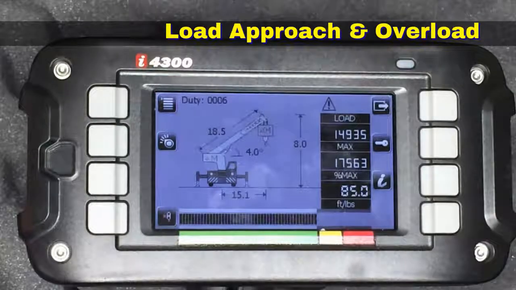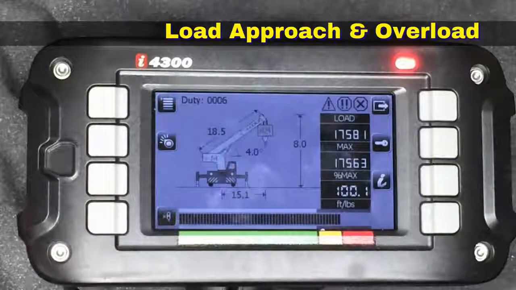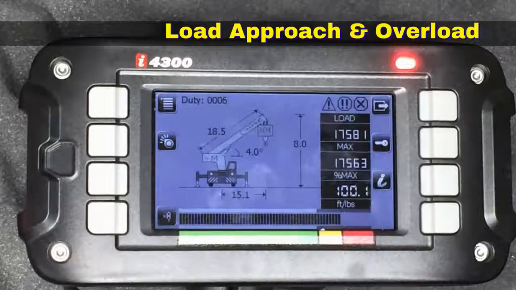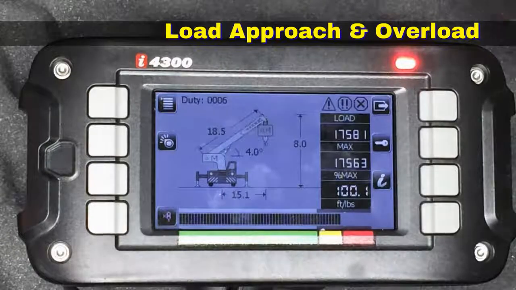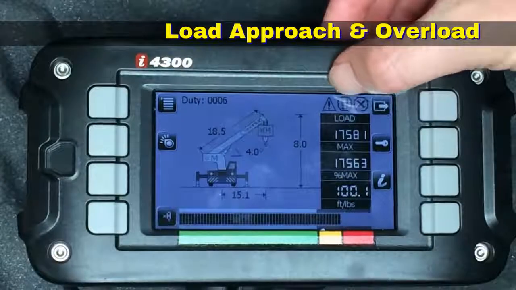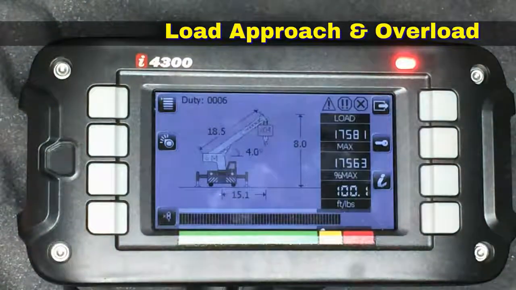As the load increases, the red light will come in. When the system sees that the load on the hook has exceeded 100% of the capacity, the red light stays on and the system is beeping, and we also have all 3 of the symbols showing up above the load area.